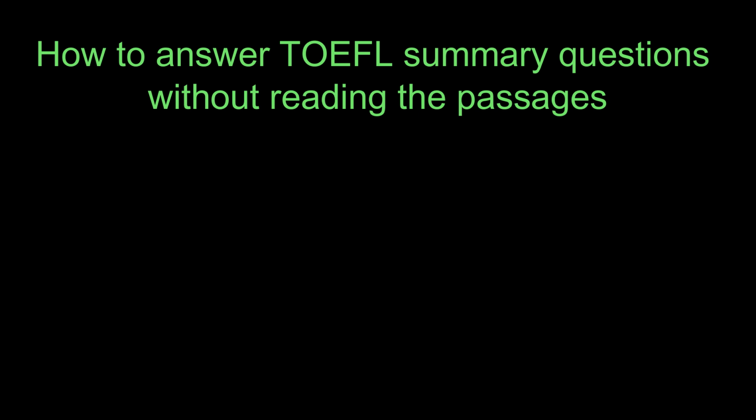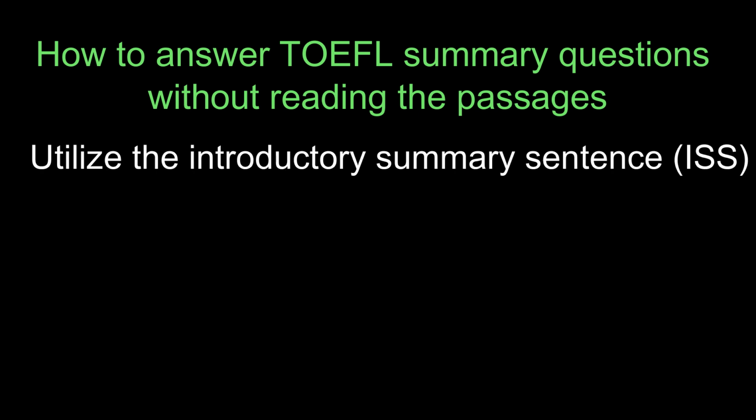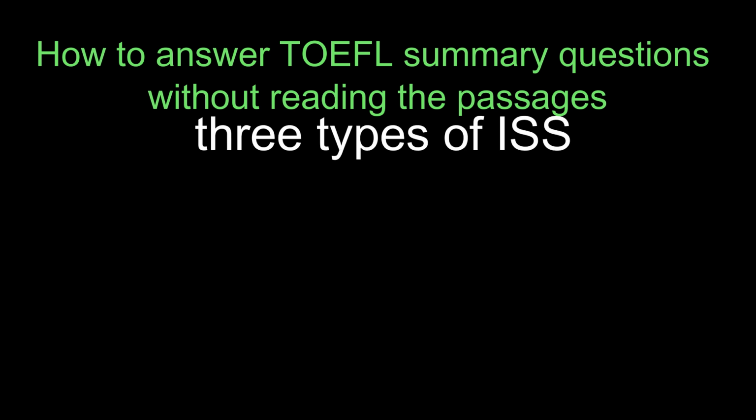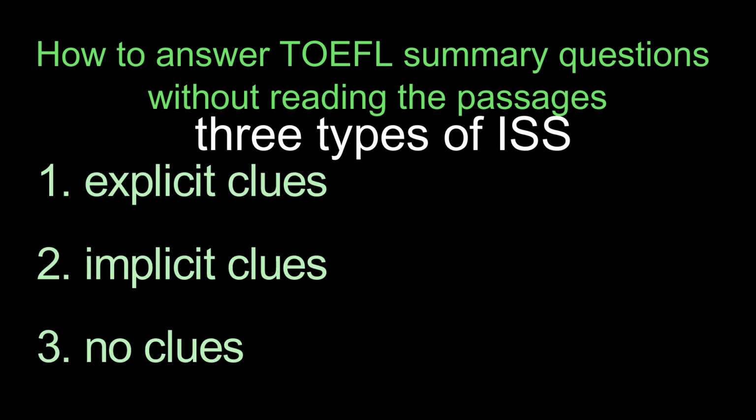Last week, we learned that the most important strategy for the summary question is to utilize the introductory summary sentence. Let's call this ISS. By just examining the sentence carefully, you can find correct options without even resorting to the passage. In the TOEFL, there are 3 types of introductory summary sentences in terms of clues. Explicit clues, implicit clues, no clues.